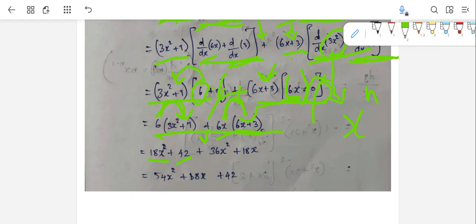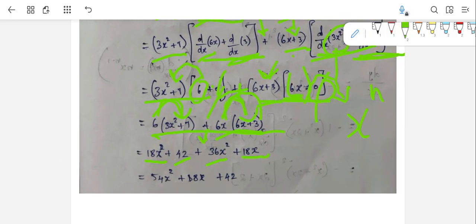Now this is 6x into 6x, 36x square, plus 6x into 3, 18x, right? So now here 18x square and 36x square, right? So you can keep x square as it is, and you can add 18 plus 36. I hope you all know these basic additions, right?